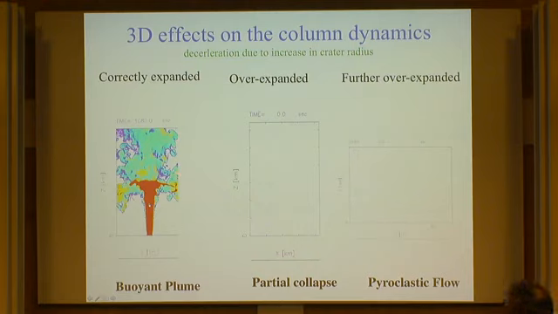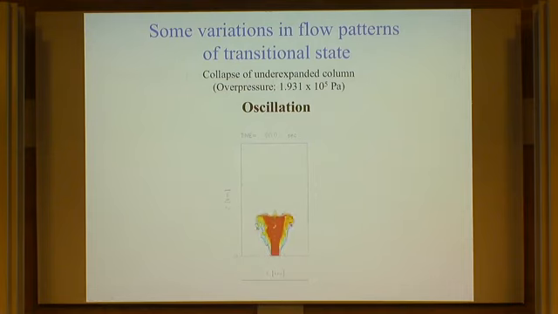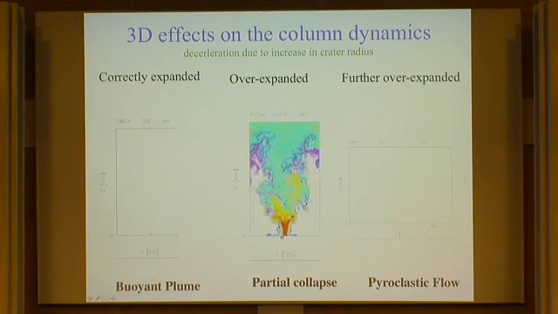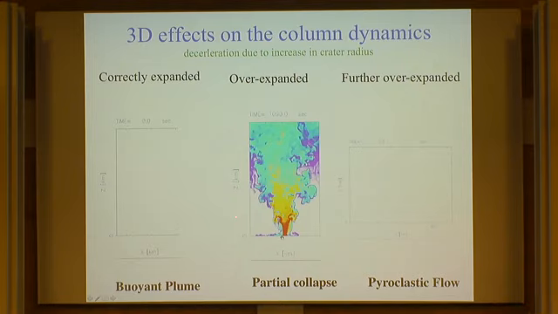Sorry? The vent is right at the bottom? Vent is here. Yeah. And then as overexpanded, pressure and the Mach number is controlled here, and then partial collapse is something like this. So basically most of the part is buoyant and rising, but if you look at this carefully, then you can see downflow along the column.